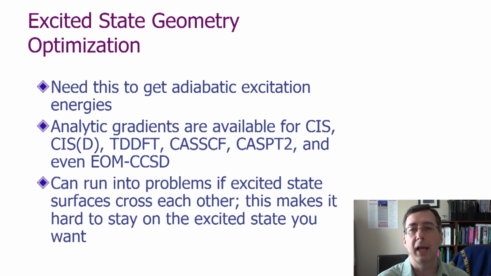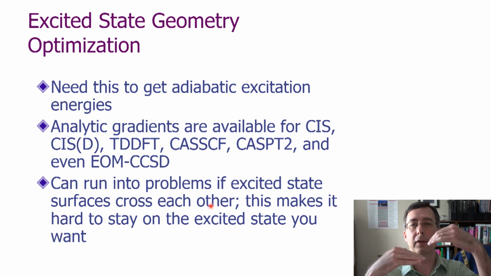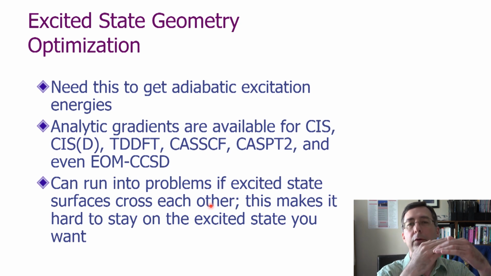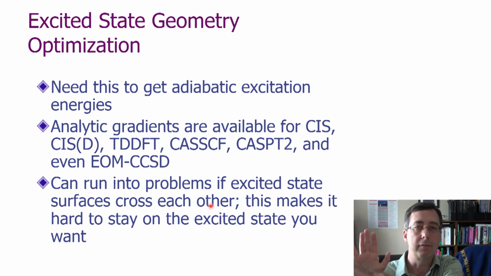Now, if you want adiabatic excitation energies or nu00 or E00 excitation energies, I need to get the excited state geometry. Can I do that? Well, I would need analytic gradients for the excited state if I want this to move efficiently. And they have been derived and coded up in some programs for CIS, CIS(D), time-dependent DFT, CASSCF, CASPT2, and even EOM-CCSD. So this is a good thing. You can run into technical problems, though, because you may have excited states that cross each other, and the program may get confused and start hopping on some other surface and go off in some direction you didn't expect. So you have to be careful as a user.